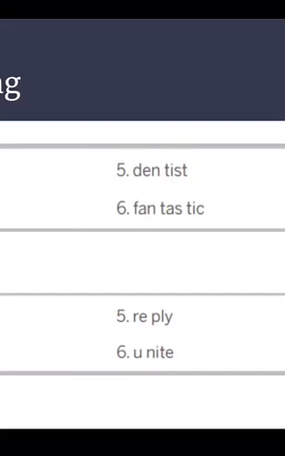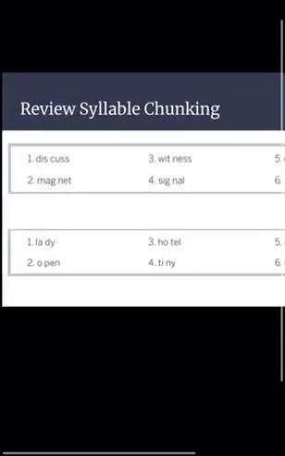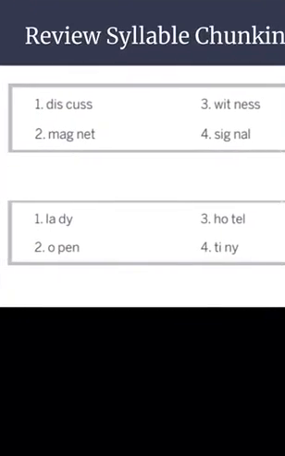Okay, let's look at the first chunk. Fan, that A, the short vowel sound. Second, tas. Again, that short vowel sound. Okay, tas-tic. Last vowel sound is that I, the short I sound. Fantastic. Okay. All right, let's go on to the next box.